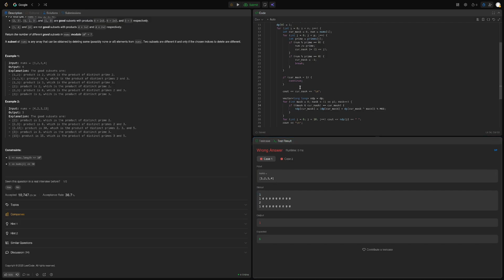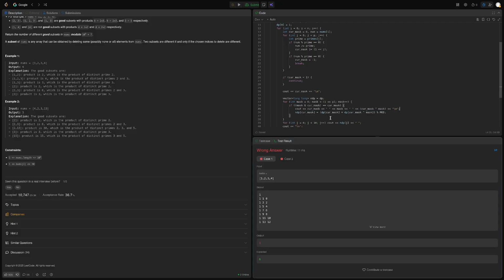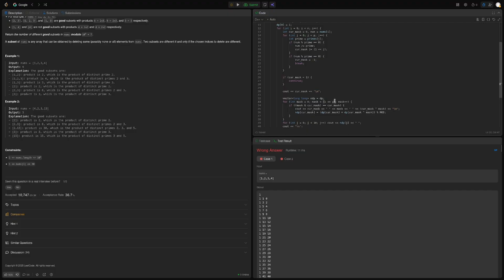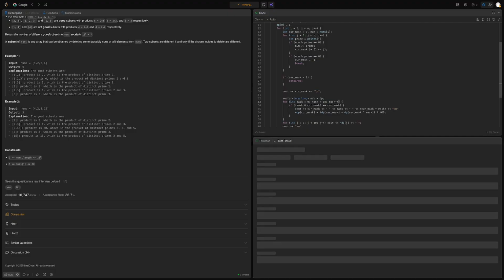Okay, so 1. And now ndp, so current mask, so the mask, so submask mask. So current mask is, okay, that's way too many numbers. That's way too many numbers, so let's make it until 10 for now.